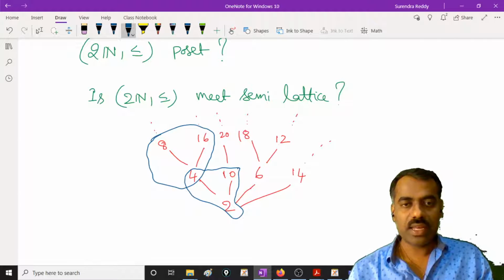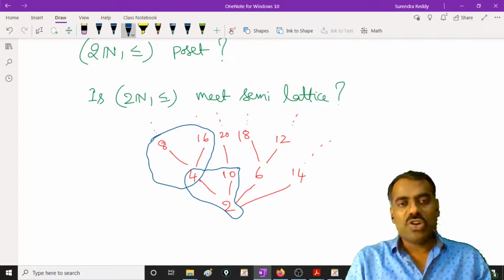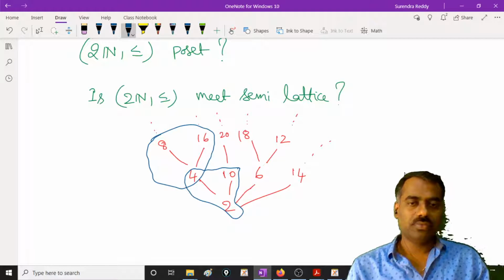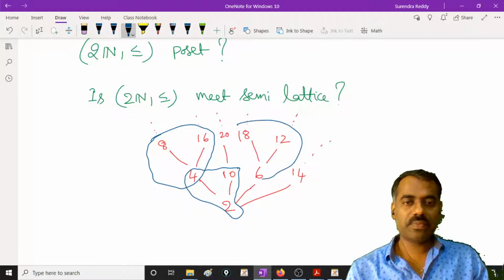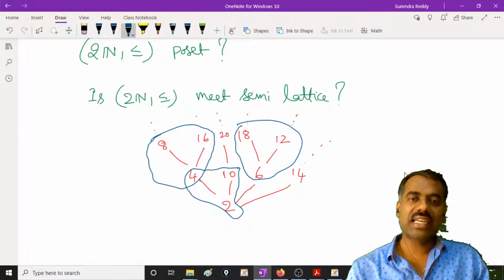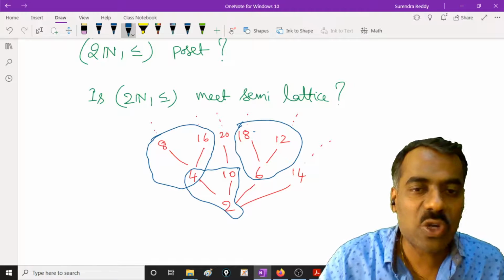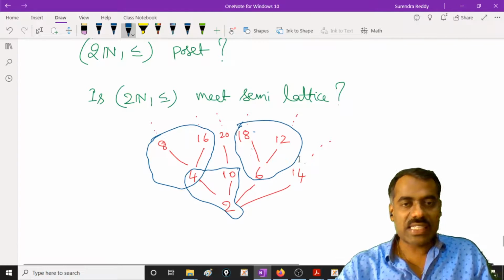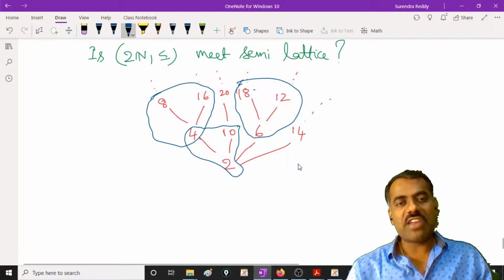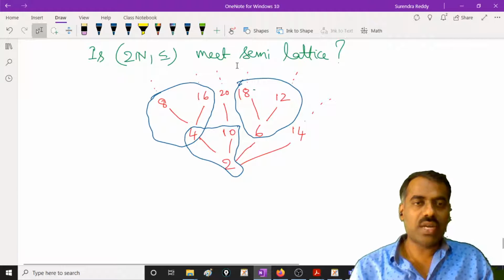Is this clear? Right? If I take 20 and 18, can somebody tell what is the infimum of 20 and 18? 2 only. Is this clear? For 18 and 12, 6. Okay. So you can easily check that wherever they don't have a common factor other than 2, then 2 is the greatest lower bound. Otherwise, whatever you have, you can take it. Is this clear? Similarly, you can also think of an example for join semi-lattice and so on, that I will leave here, right?